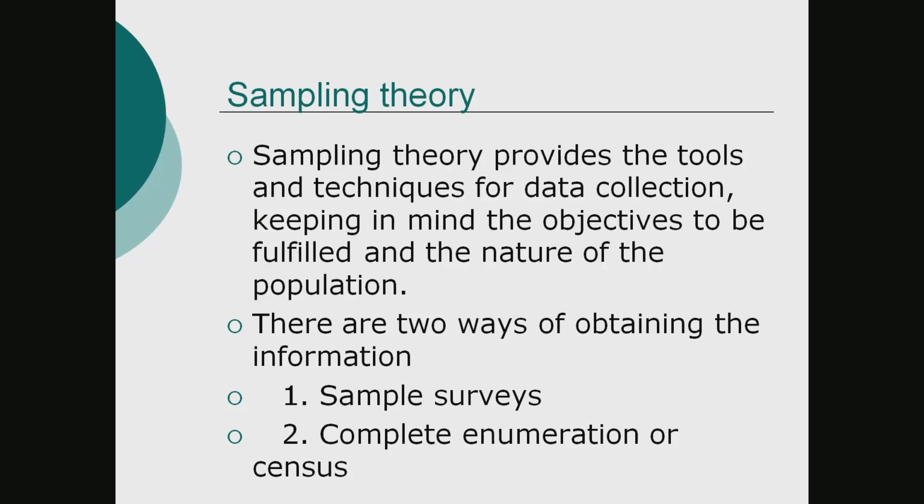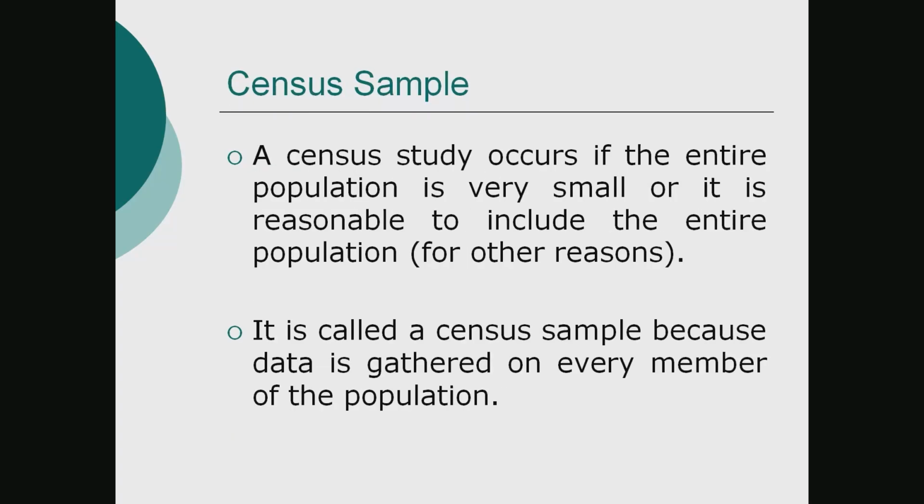So come to the slide. Sampling theory provides the tools and techniques for data collection, keeping in mind the objectives to be fulfilled and the nature of the population. There are two ways of obtaining information: sample surveys, and the next one is complete enumeration or census. Census sample or complete enumeration.